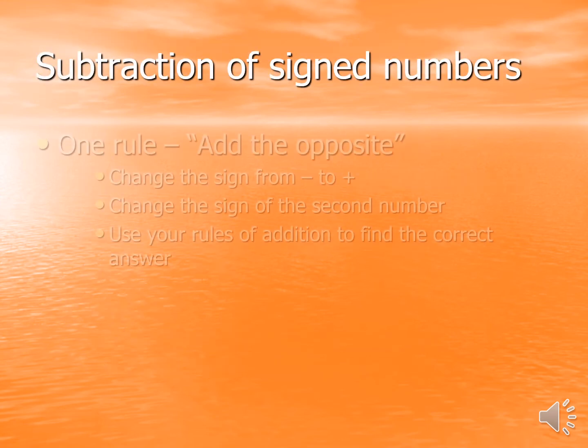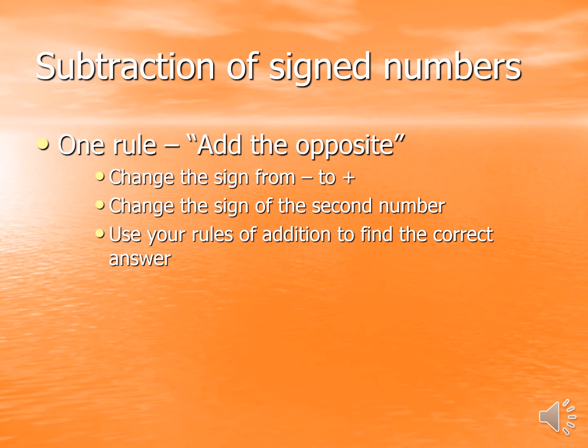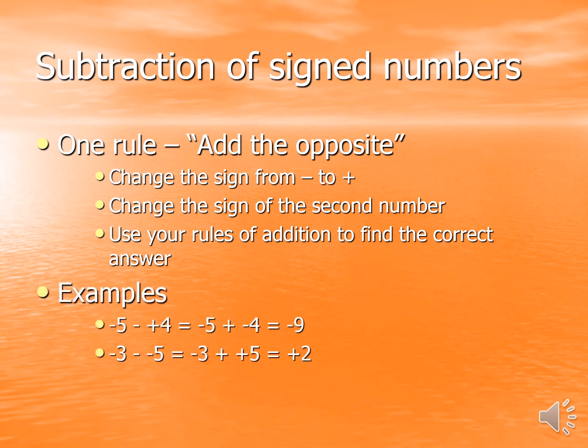Subtraction of signed numbers has one rule. It's called add the opposite. You want to change the subtraction to addition and change the sign of the second number. From there, you should use your rules of addition to find the correct answer. For example, negative 5 minus a positive 4 should be negative 5 plus a negative 4, which gives me negative 9. And negative 3 minus a negative 5 would be negative 3 plus a positive 5, which gives me a positive 2.